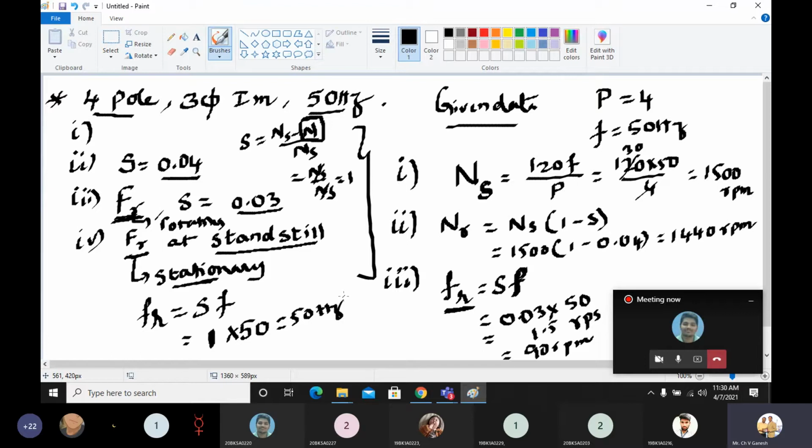Right, done. Better. A three-phase induction motor. First complete this one within 2 minutes. Fast. This type of problems we will get in 2 marks, 3 marks questions like that.